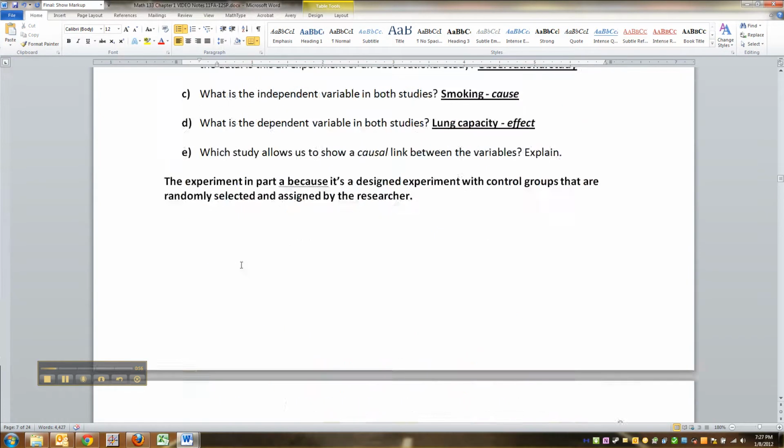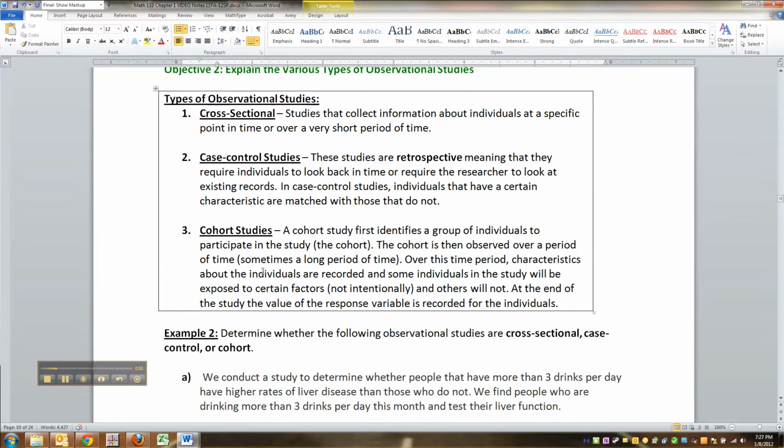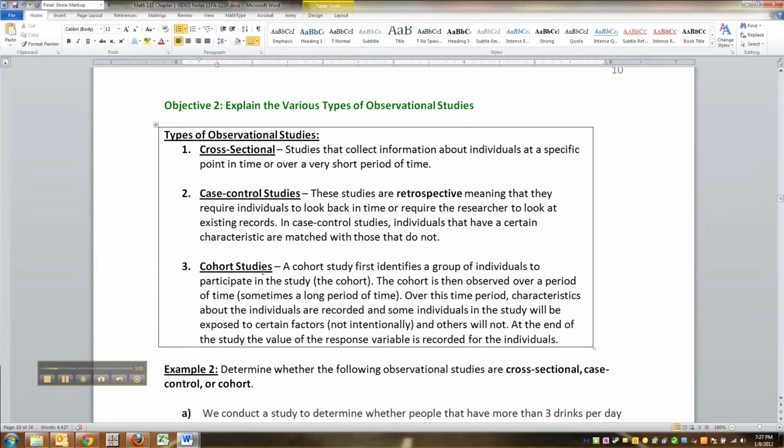Okay, all right. So now there's three types of observational studies we're going to be interested in. There's the cross-sectional study, which is just a generic study that collects information about individuals at this moment in time or over a very short period of time. Then there's the case control studies, where you look back over time at existing records, or you ask people about their history over the last 20 years or whatever.